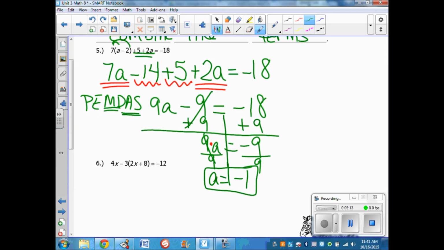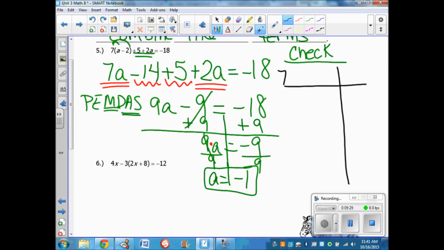We talked briefly about checking today in class. So if I check, you guys showed me a pretty cool way to check, and this was shown to you guys last year. You do a little scoreboard, and you write the original equation up on top, and then we substitute in our answer. So that -1. So we say 7 times -1 minus 2 plus 5 plus 2 times -1.